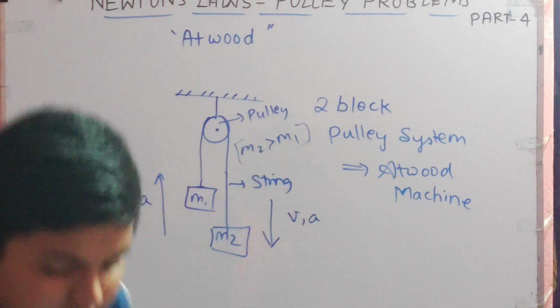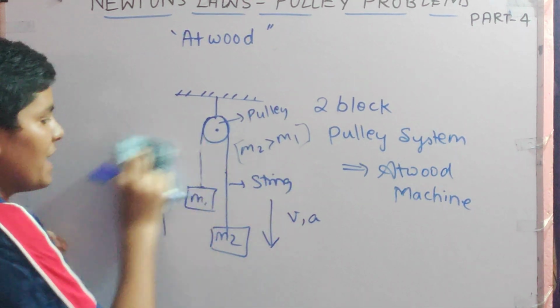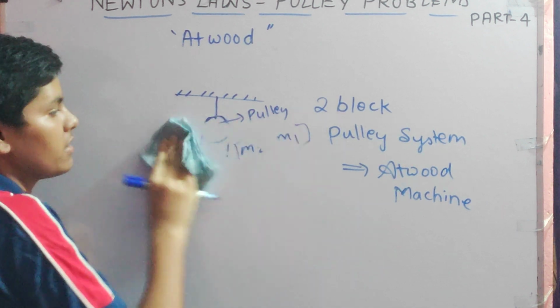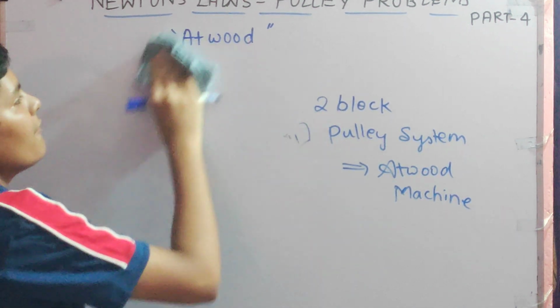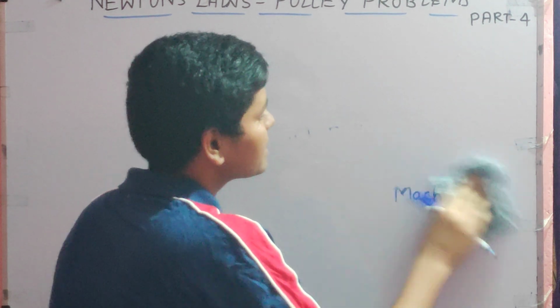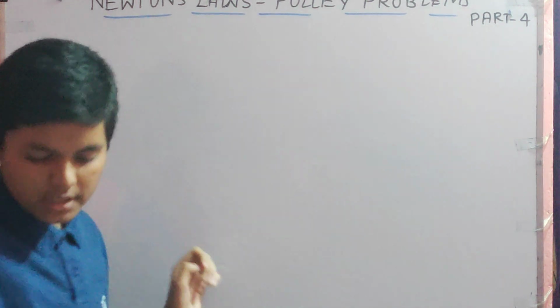Now regarding this pulley, we will have to find the acceleration of the pulley, tension in the string of the pulley, etc. So for finding the acceleration, we have many different methods. First method is the direct formula method. What is the formula method?